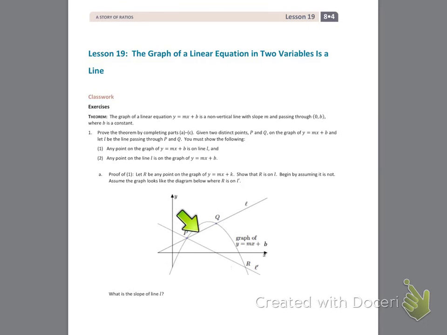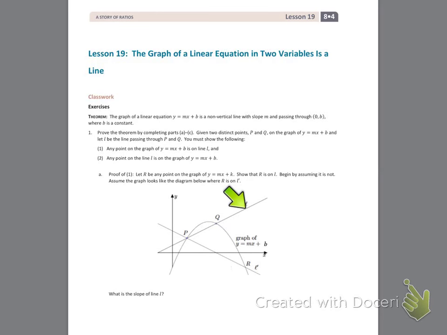Okay, so we're going to let R be any point on the graph of y equals mx plus b. And we want to show that point R is on line L. Okay, so they've drawn this kind of crazy curve for the graph of y equals mx plus b. So we're assuming that it's not a line. So we're saying it's some curve that goes like this. It goes through points P and Q, but it's not a line. All right, so we know that it is, but we're going to contradict that idea. Okay, so we're assuming that it's not a line, or that R is not on L, and we're going to show that it has to be.